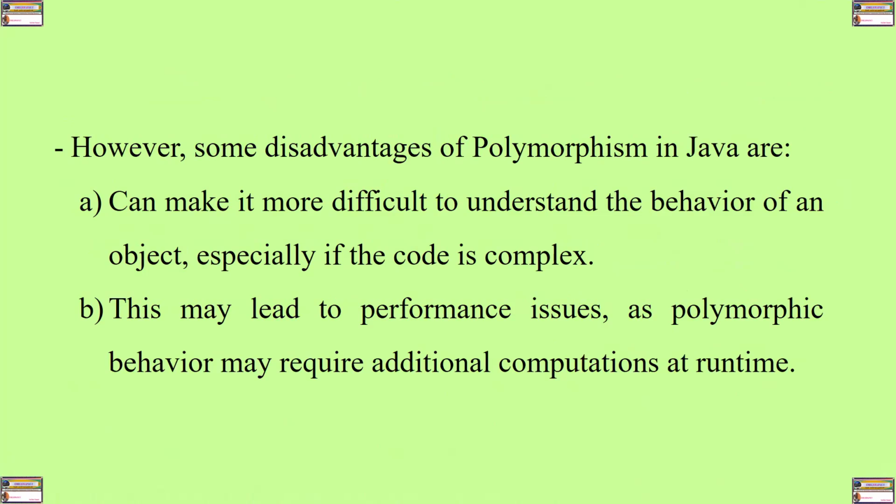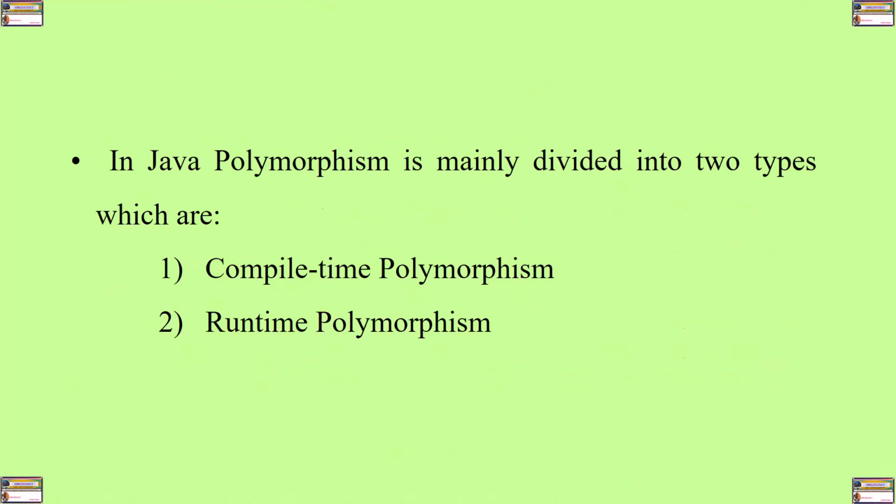However, some disadvantages of polymorphism in Java include that it can be more difficult to understand the behavior of an object, especially if the code is complex. Secondly, it may lead to performance issues, as polymorphic behavior may require additional computations at runtime. In Java, polymorphism is mainly divided into two types, which are compile time polymorphism and runtime polymorphism. So what is compile time polymorphism and what is runtime polymorphism?